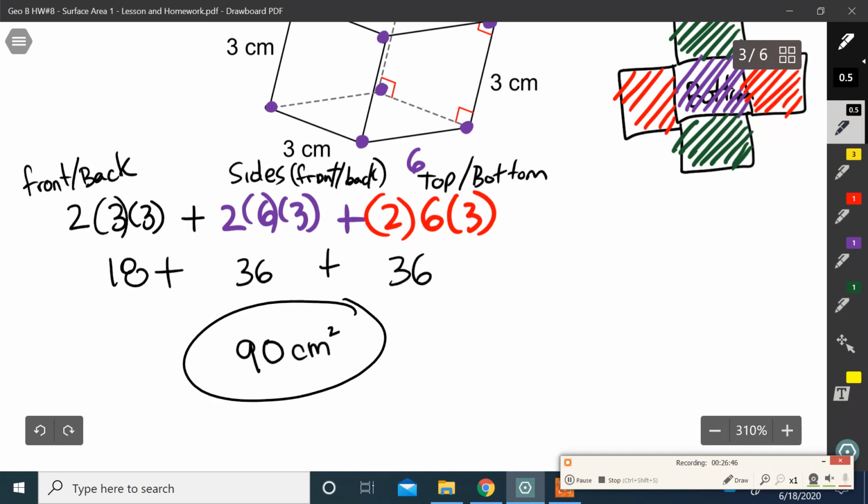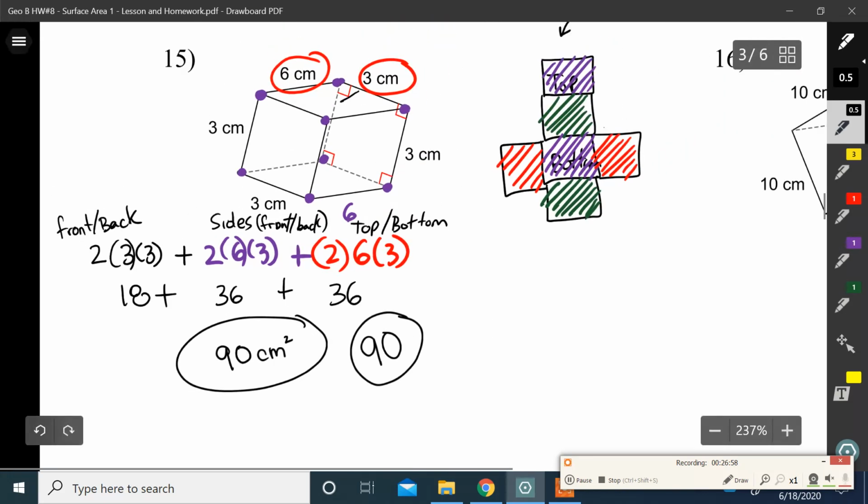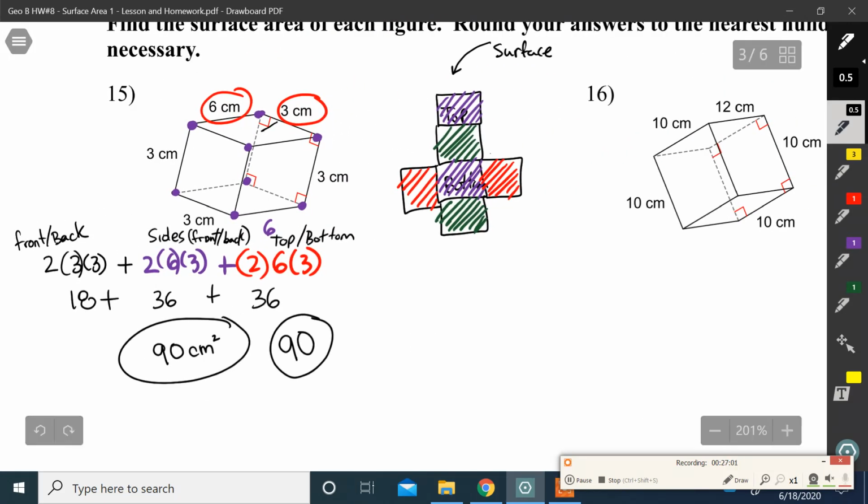When we're talking about area, it's always square. You do not have to put that centimeter square in there. All you have to write on Canvas is this 90. Okay, so I just wanted to give you a little definition of surface area there. Now we're actually going to do number 17. Let's talk about that one there.